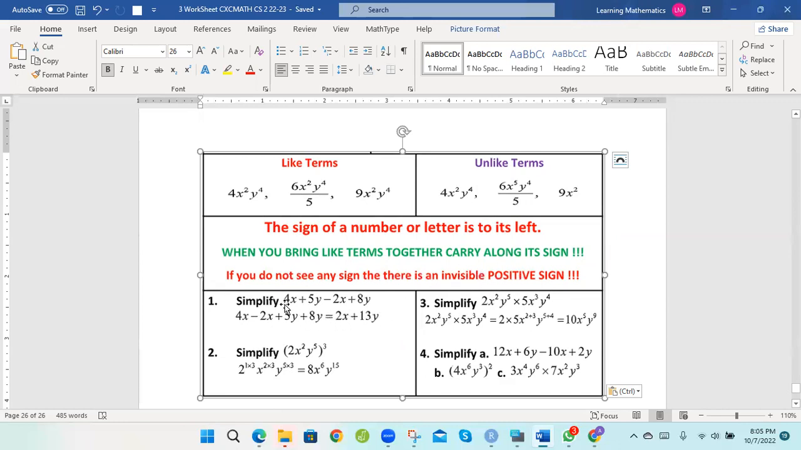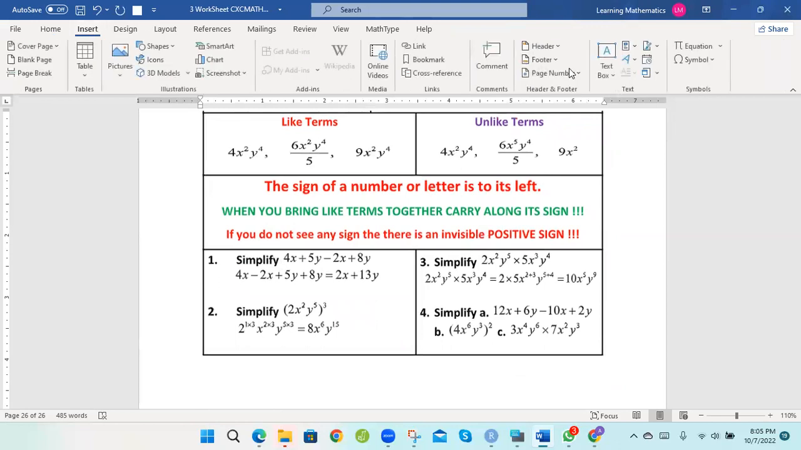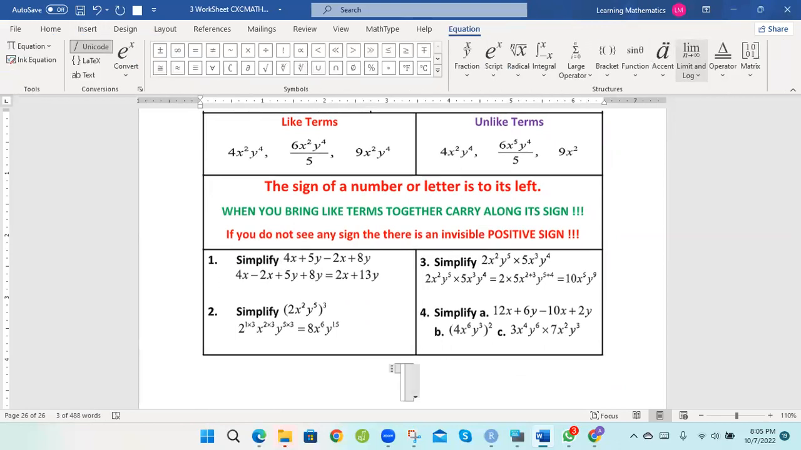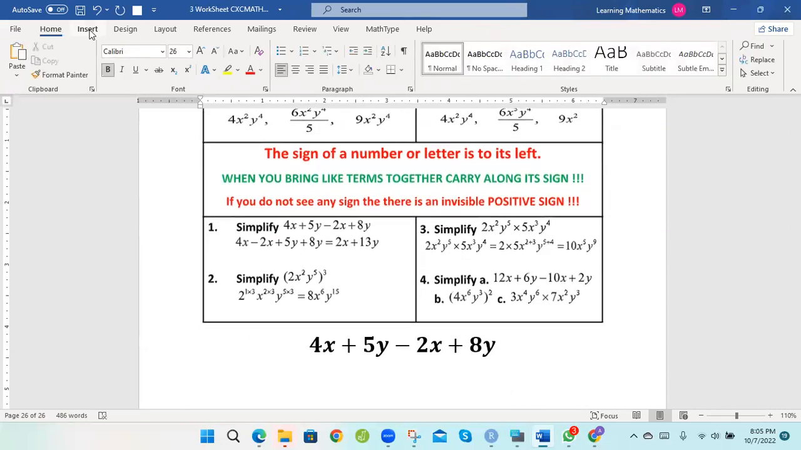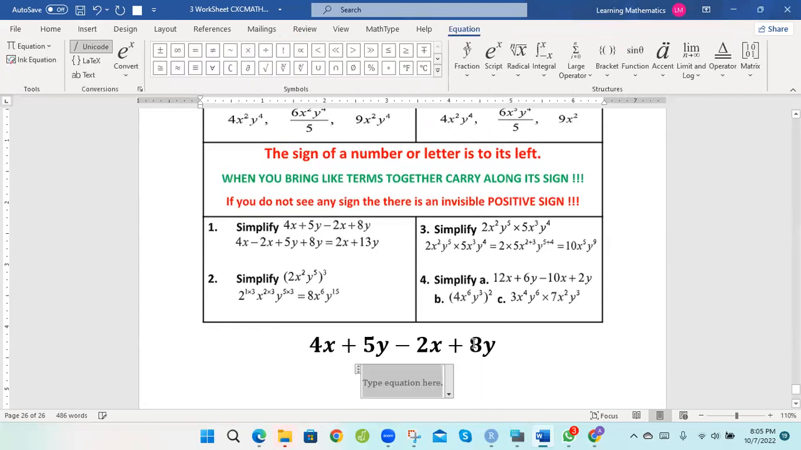So here you have an example of simplifying this expression. Let's simplify this expression. We have 4x plus 5y minus 2x plus 8y. We want to simplify this expression, so we have to bring like terms together. 4x is like minus 2x. Now be careful, remember what I'm saying. Pay attention to what I'm saying. 4x is like a minus 2x. That minus belongs to the 2.